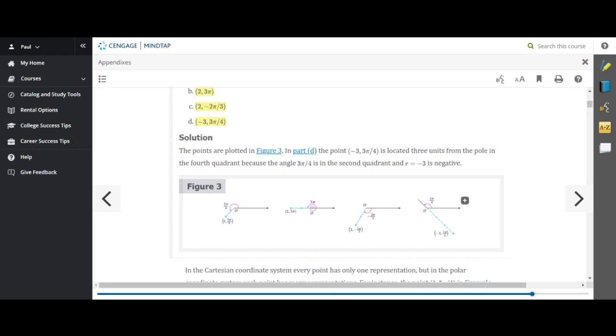And that's what you see in the second picture there. You see they rotate out an angle of 3 pi or 540 degrees in figure 3, the second picture, and then pretend like you're looking in the direction of the angle 540 degrees. Looking in that direction, you move forward a distance of 2.